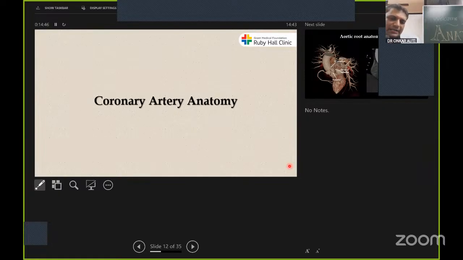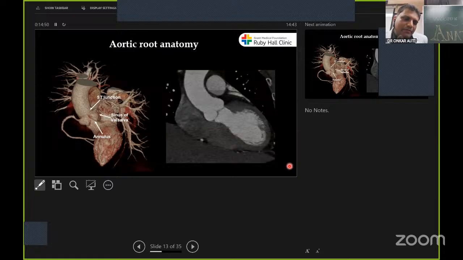Okay, let's look at the coronary anatomy. To look at the coronary artery, we have to know the aortic root anatomy in detail. So we know that the aorta is arising from the left ventricle. The aortic valve is a tricuspid structure. Okay, there are 3 cusps in there. So your aortic root is the part where your aorta takes off.